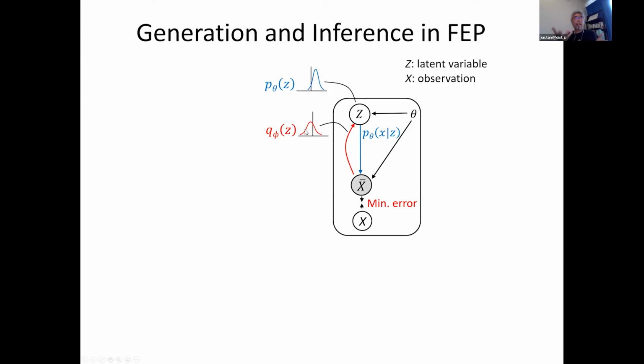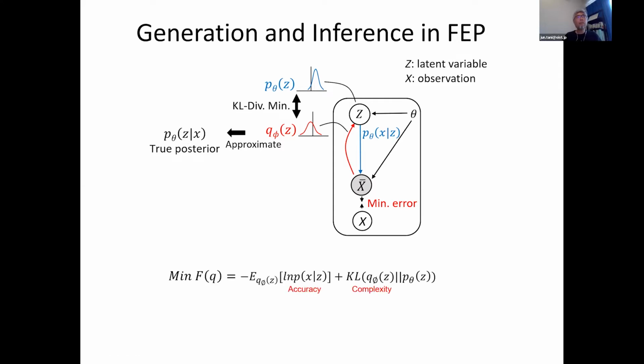It is known that if we minimize the KL divergence between the prior and the posterior, then the approximated one is going to approach the true posterior. So the idea of free energy minimization is that we have to minimize, on one side, the accuracy, that is, the prediction error, and on the other, the complexity, that is, the posterior-prior KL divergence. If we can minimize the sum of them, then free energy is minimized, and your approximate posterior is going to be the true posterior.